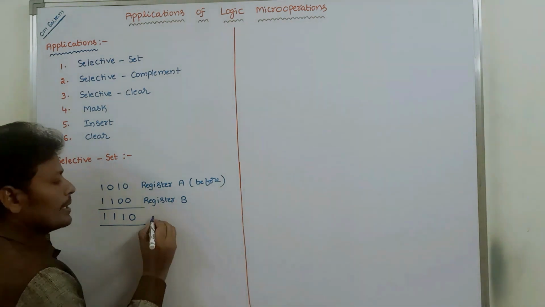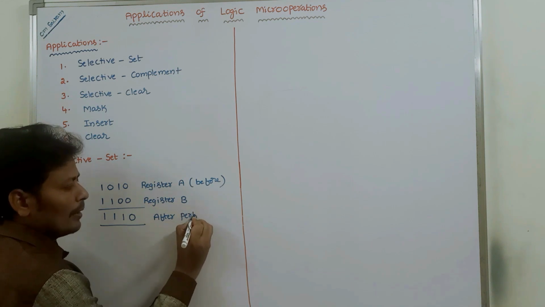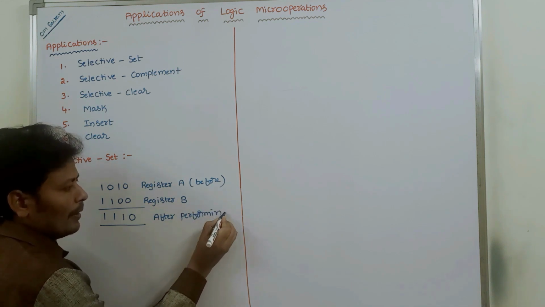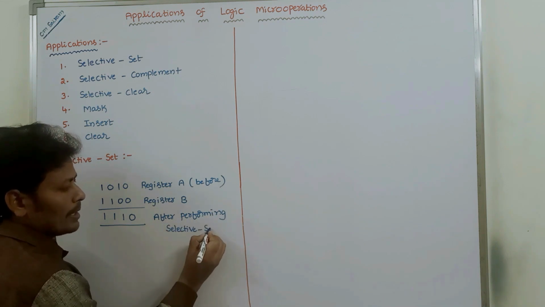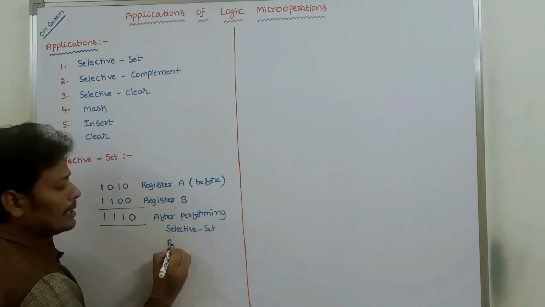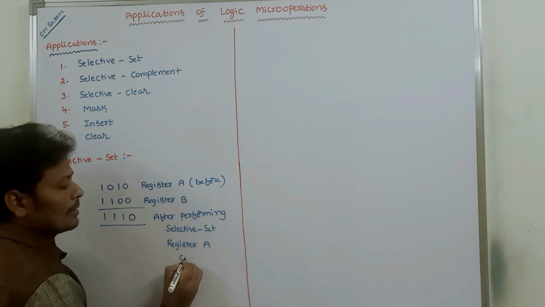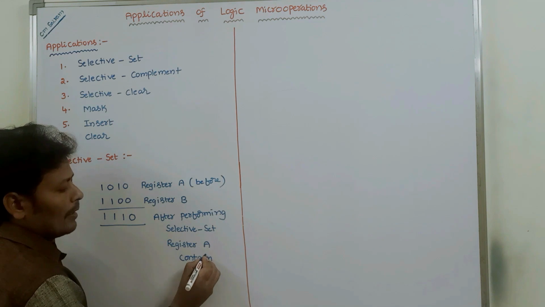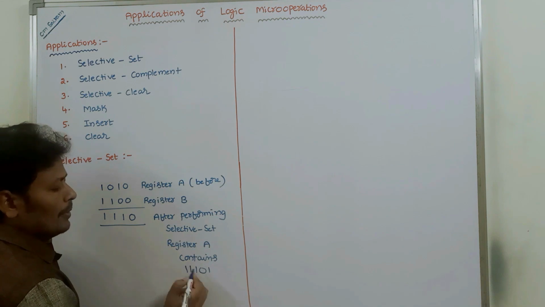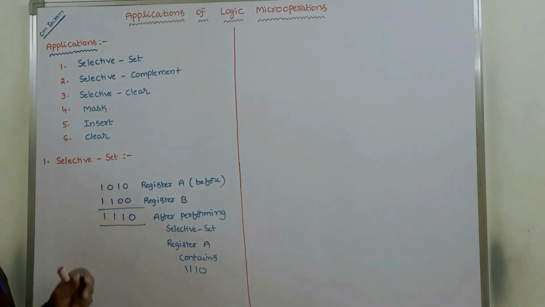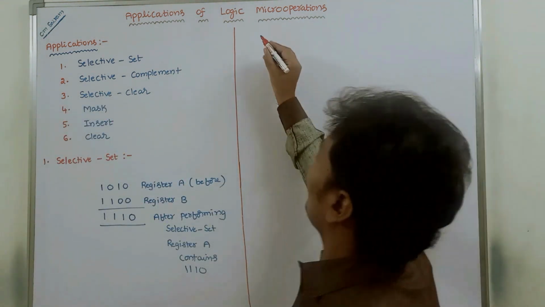So after performing selective set, register A contains 1110. Okay, so this is the selective set operation. Next one is the selective complement operation.